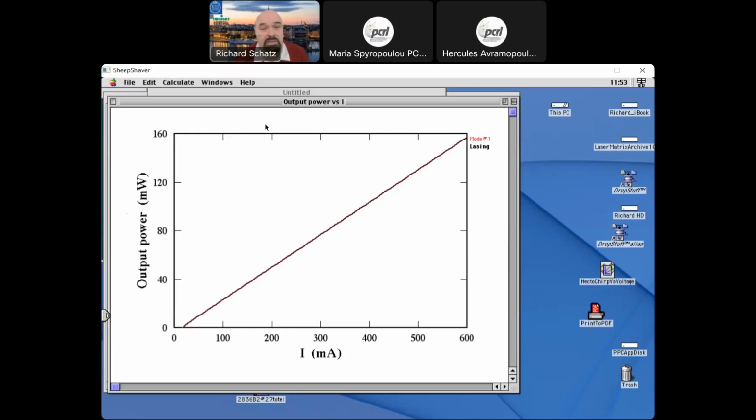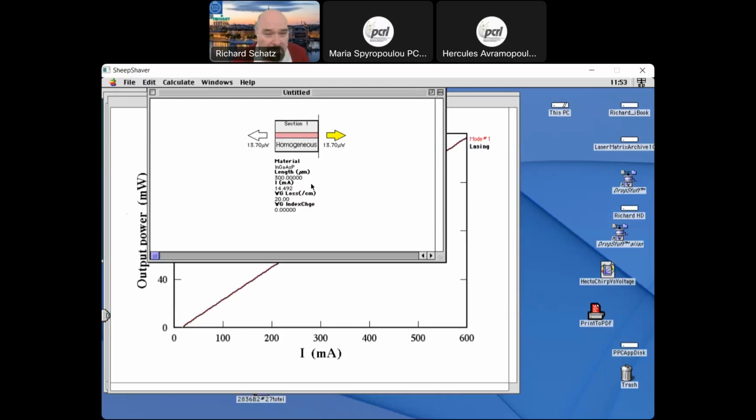And nothing happens here because thermal effects are not included now. Then you see the current just increases. 600 milliamp in a 300 micrometer long laser is quite a lot. Of course, in reality, we would get the thermal roll-off.